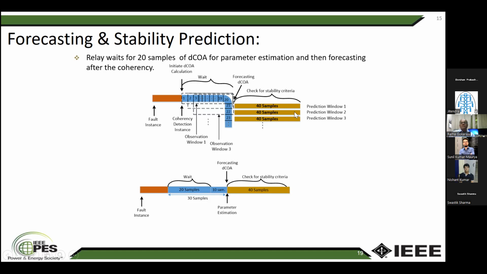And we'll check the stability for 3 consecutive windows of 40 samples. Then for another window, we'll shift the window by one more sample and do the prediction, and one more sample and do the prediction. That's how we typically do it in a relaying device. And if for all three windows we are getting the same results, then we can say for certain that the decision is going to be correct.